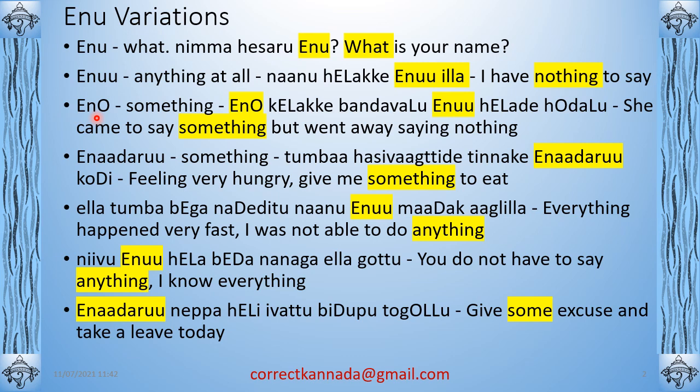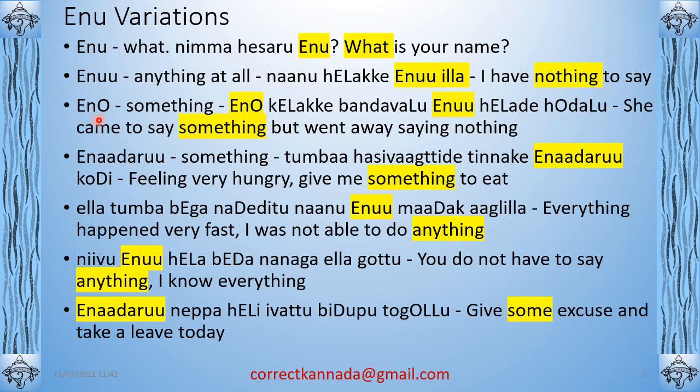Then eno, right? This is eno. Eno means something. ಏನೋ ಕೇಳಕ್ಕೆ ಬಂದವಳು ಏನೂ ಹೇಳದೆ ಹೋದಳು. She came to say something but went away saying nothing. So this enu is here again enu helade, because it's used in the negative form. We are putting here nothing. So actually it is enu helade means anything at all, not telling. Helade means without telling. This is the negative participle, right? So enu helade means anything at all without telling. That you can say as saying nothing. Okay, so that's the second example.